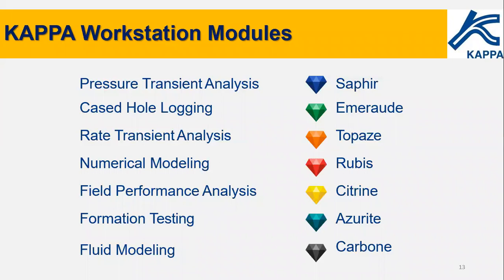The fifth one is Citrine, which is for the field performance analysis. Now, Citrine has been developed with the close association of KAPPA with Deagle and McNaughton. So we have worked together, and it was developed for the unconventional resources, where we try to understand the effect of various wells in a field.